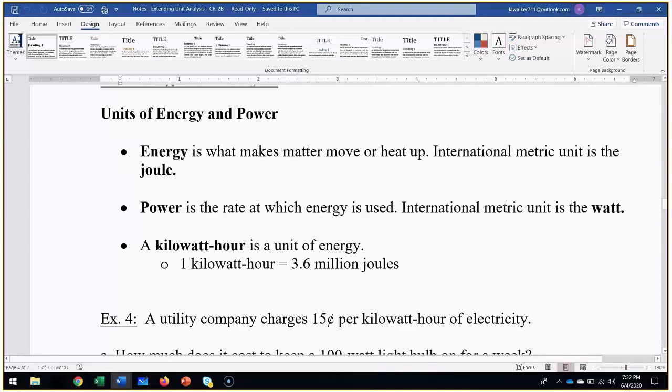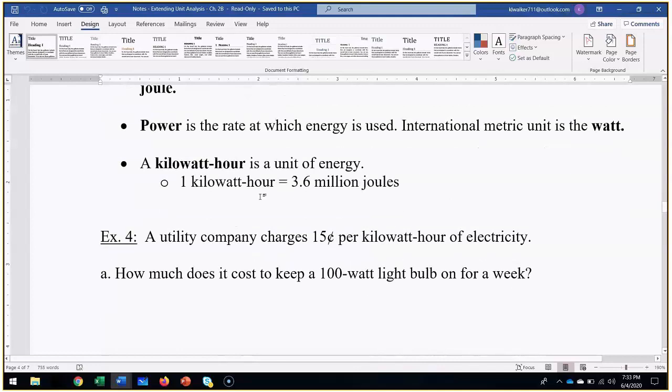So here is an example of a hyphenated unit. Kilowatt hour means some measurement of kilowatts got multiplied together with some measurement of hours and created a kilowatt hour.